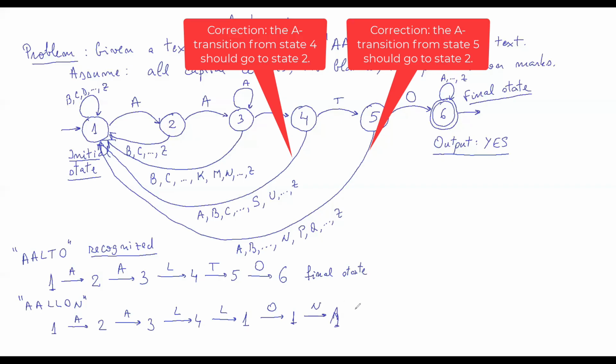So this is a non-final state. And so being a non-final state, the answer to my question is going to be no. The word alon is not recognized, and that's exactly as it should be. In this sequence of letters, you don't see alto. Here is another example. If I want to check the word altoia.